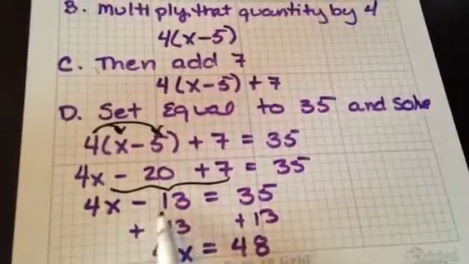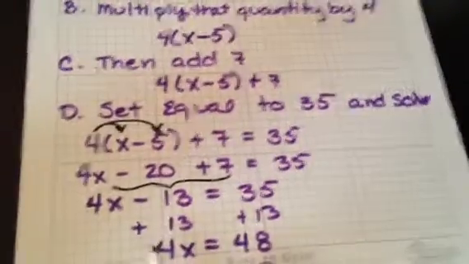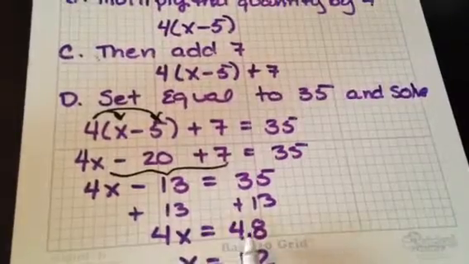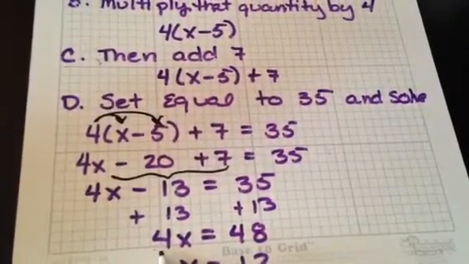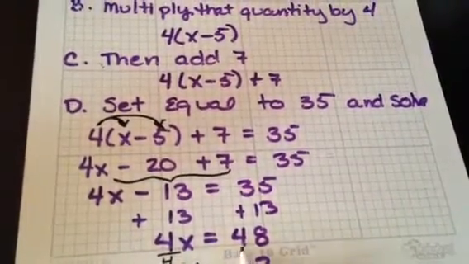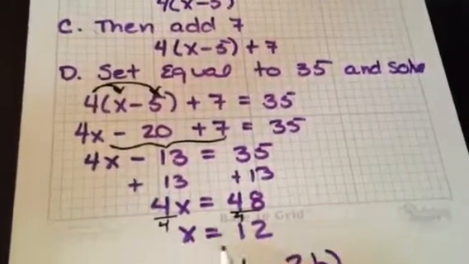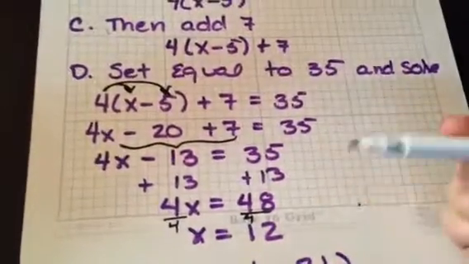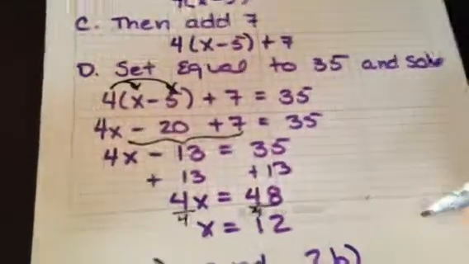To get rid of that minus 13, I'm going to add 13 to both sides. So that gives me 4x is equal to 48. Then to get the x alone, I divide both sides by 4. And so x is going to be equal to 12. So the number that he was thinking of to begin with was 12.